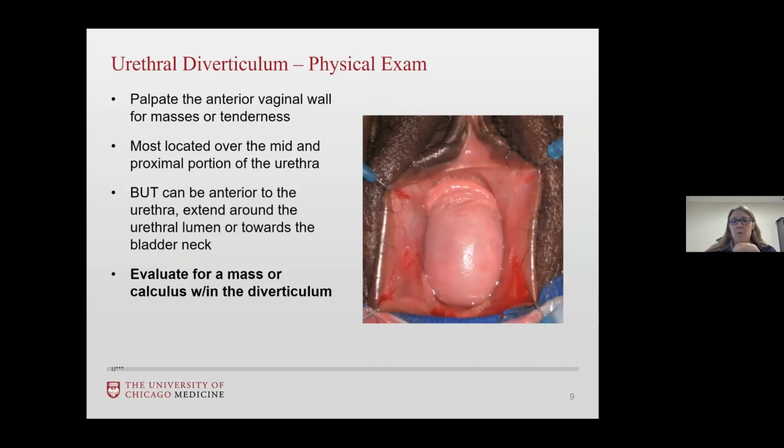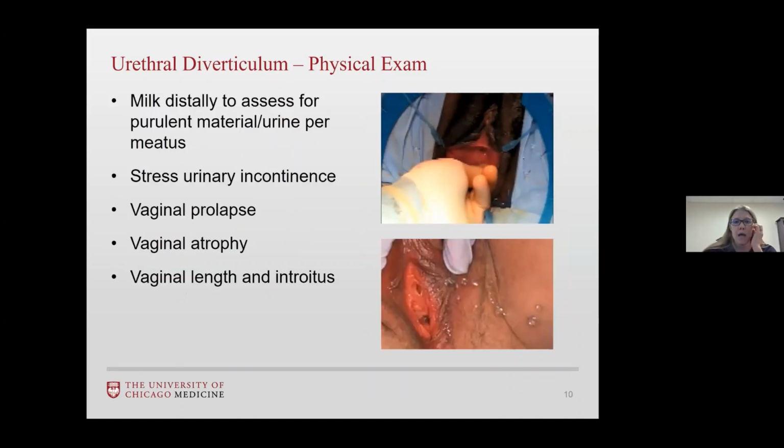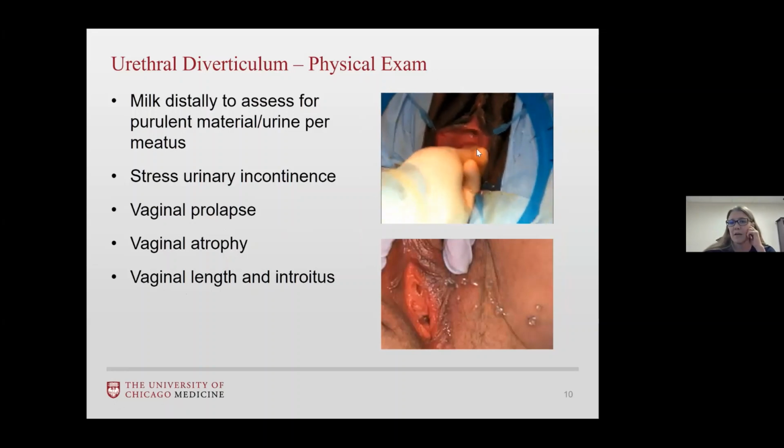One of the big things that you want to do, and it's not going to be perfect, is evaluate for a mass or stones within the diverticulum. So you're going to feel for any sort of masses. This is just an example of milking it here.